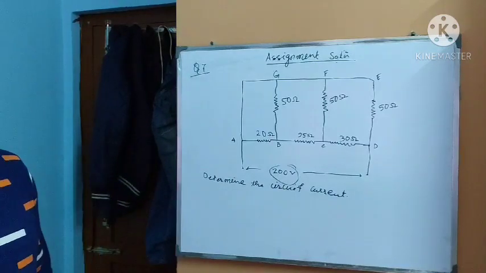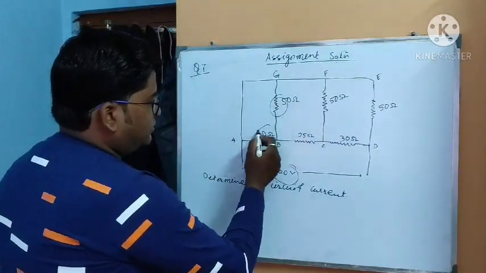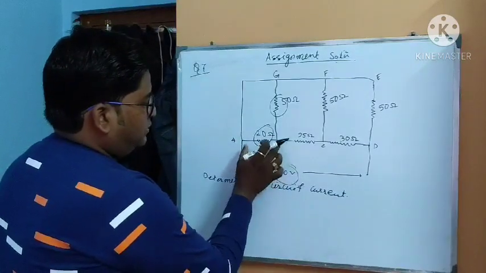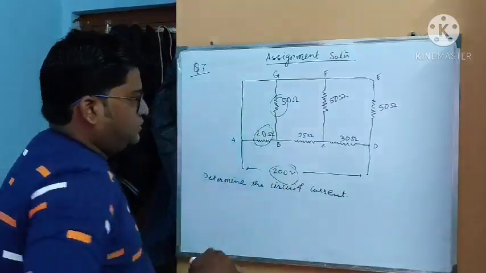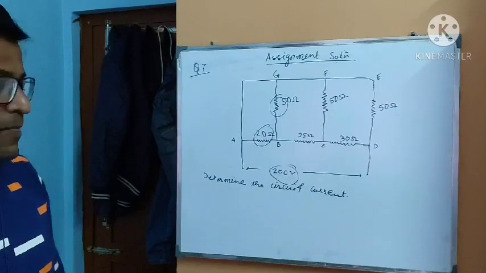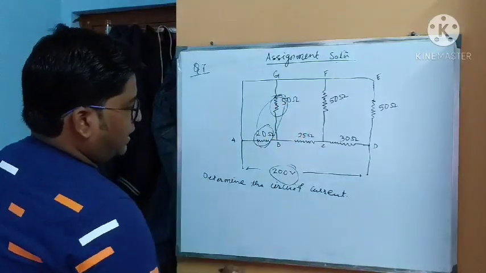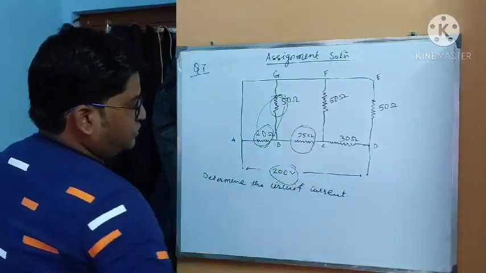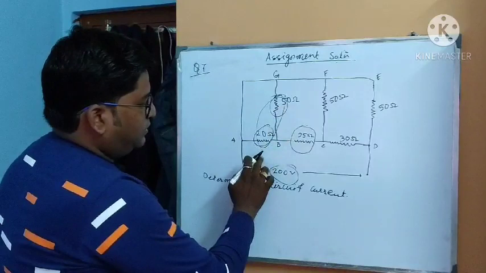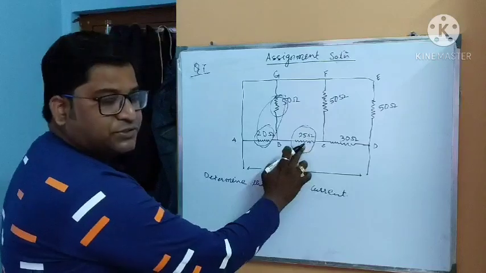We can clearly observe that these two resistances, the resistance in between these two branches AB and BG, are simply connected in parallel combination. The parallel combination of these two resistances is connected in series with this 25 ohm resistance. So first these two resistances are connected in parallel, and this parallel combination is connected in series with this 25 ohm resistance.